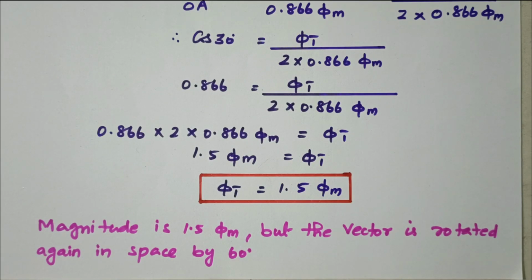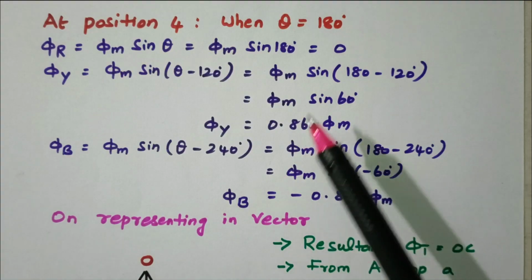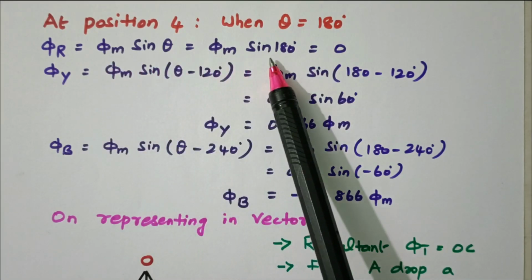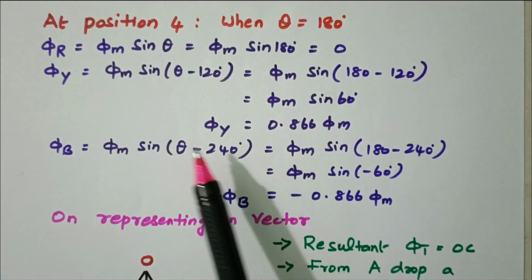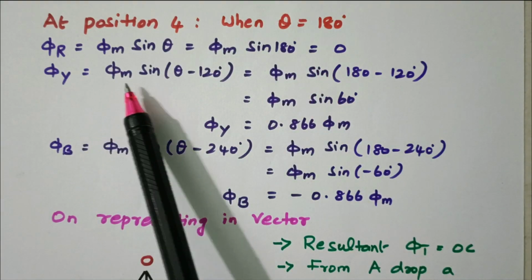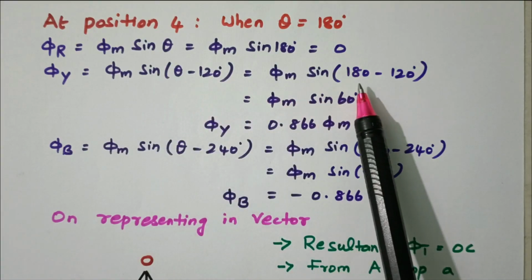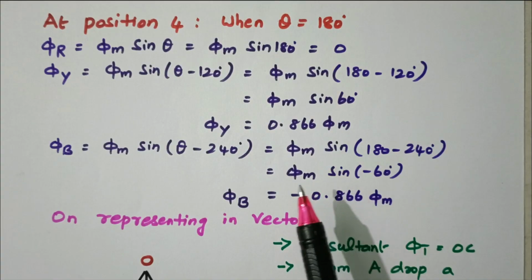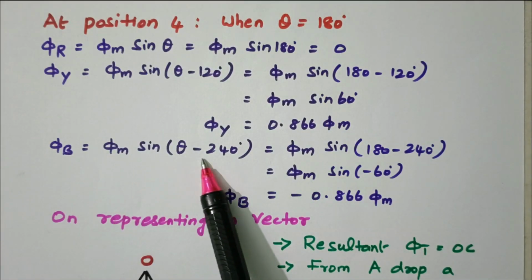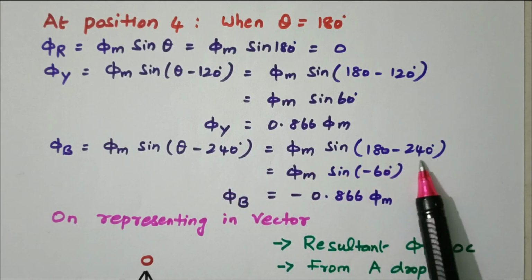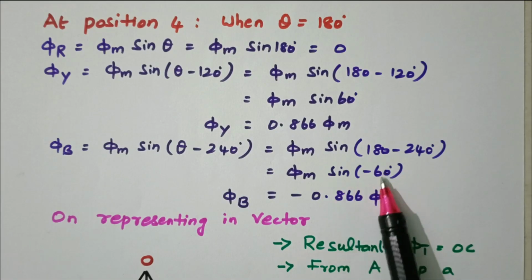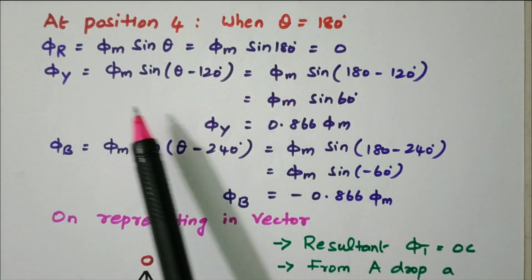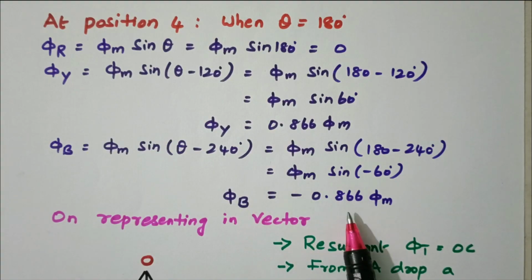Now we'll see position 4. So at position 4, theta equals 180 degrees. So phi r equals phi m sin theta, that is phi m sin 180. Sin 180 is 0. Phi y equals phi m sin (theta minus 120 degrees). That is 180 minus 120, 60 degrees. Sin 60 is 0.866 phi m. Phi b is phi m sin (theta minus 240). So 180 minus 240 is minus 60 degrees. Sin minus 60 degrees is minus 0.866 phi m. So phi r is 0, phi y is positive, phi b is negative.